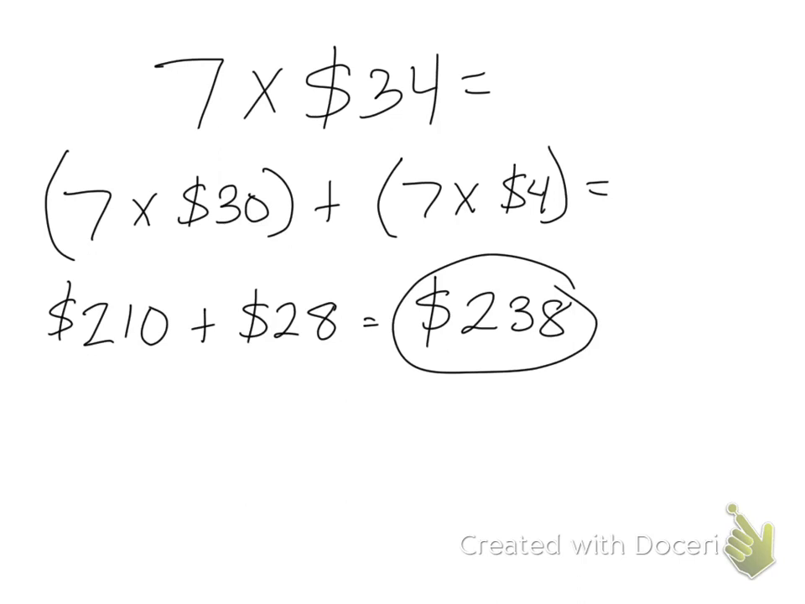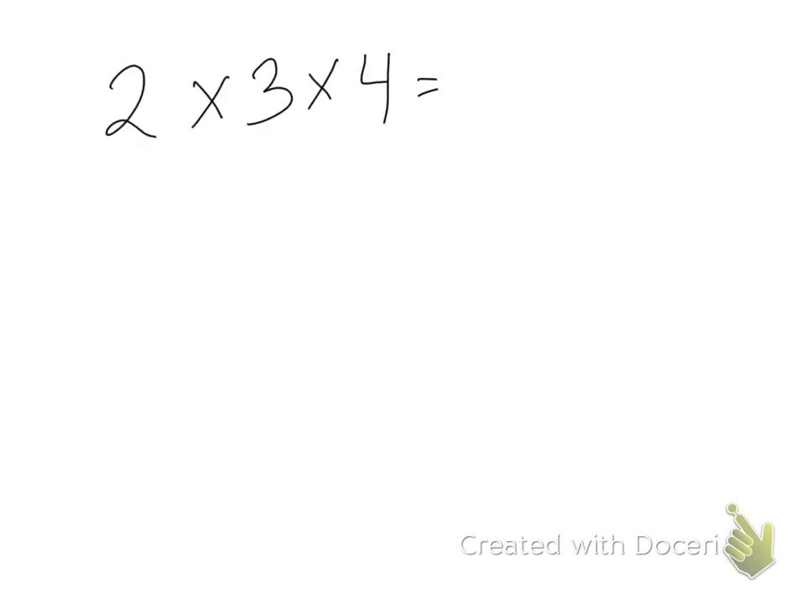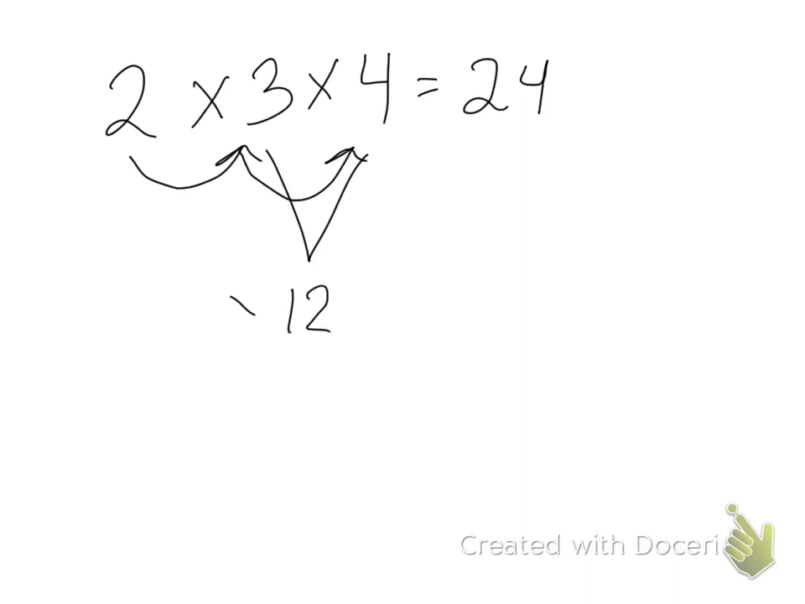Hold on, I forgot. The last part is multiplying three numbers. When we multiply three numbers, we can just go one to the other if we want to. So I can just do 2 times 3, which is 6, times 4 is 24. Another way I can do this is to find which ones we can multiply to get the number the easiest. So I could do 3 times 4 first, which is 12, and then times that by 2, which is 24. Or I can do it the way that I did.